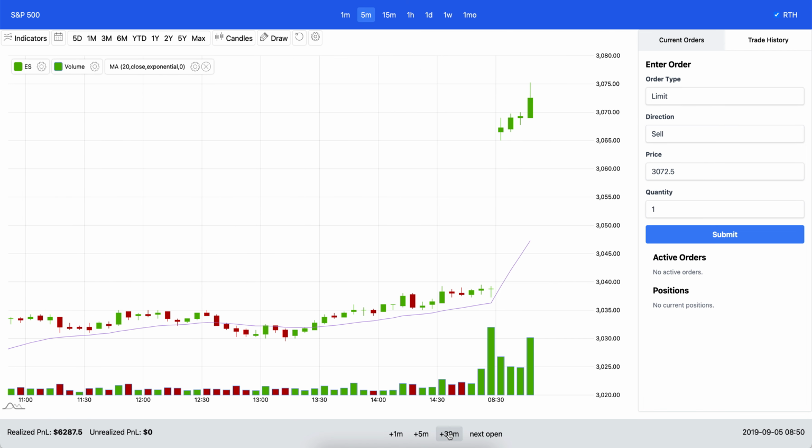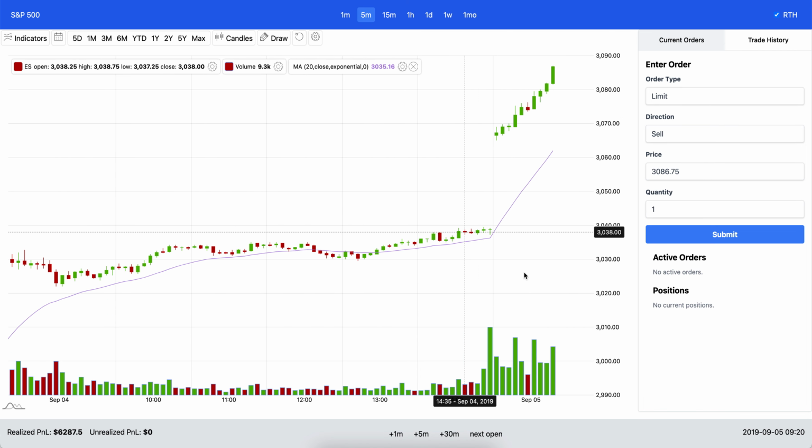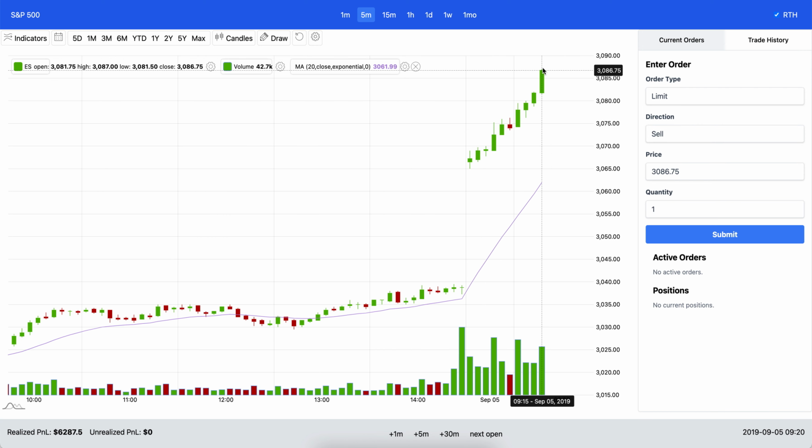Now, let's say I'm impatient, I'm advancing forward 30 minutes. It looks like this is a strong trend from the open. Now it's 9:20, and by the way, this is Central Time, which is my current time zone. So the market open corresponds with 8:30.